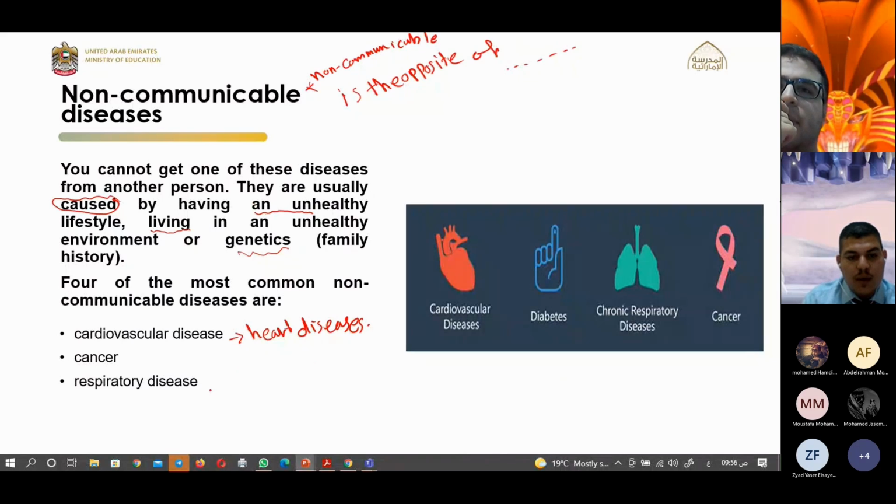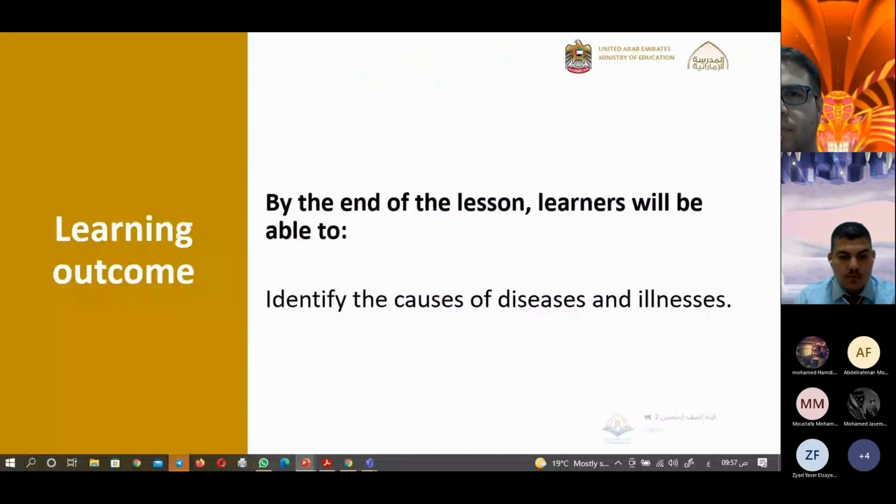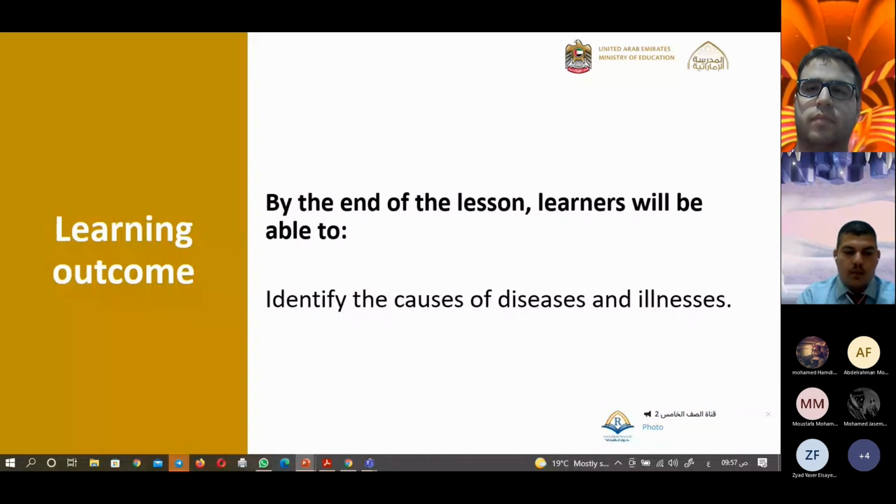Respiratory disease like what, Abdurrahman? COVID-19 or asthma. We studied asthma in the previous term. Okay? And diabetes. We have two types of diabetes, type 1 and type 2, and both lead to higher blood pressure. As you can see, none of these diseases can be spread from one person to another, yet they can be prevented by leading a healthy lifestyle and exercising more.